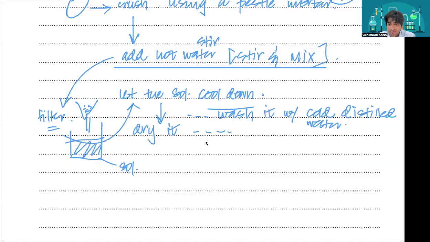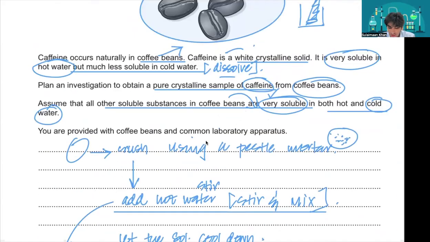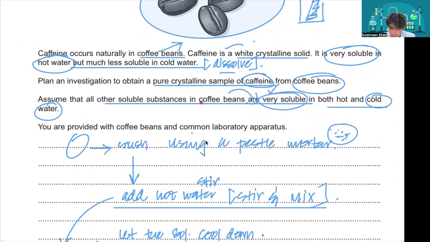Why did we add hot water? In order to make everything soluble. Everything dissolves in hot water, and when you let it cool, the caffeine precipitates and everything else is dissolved.